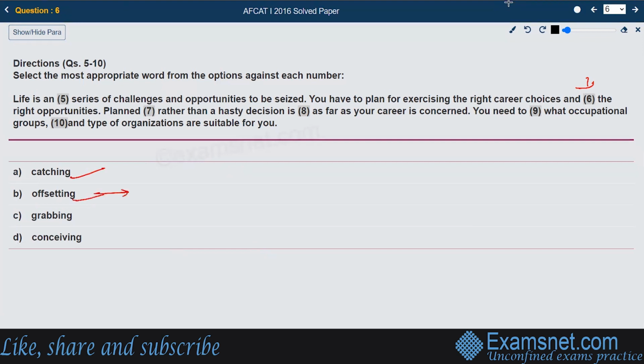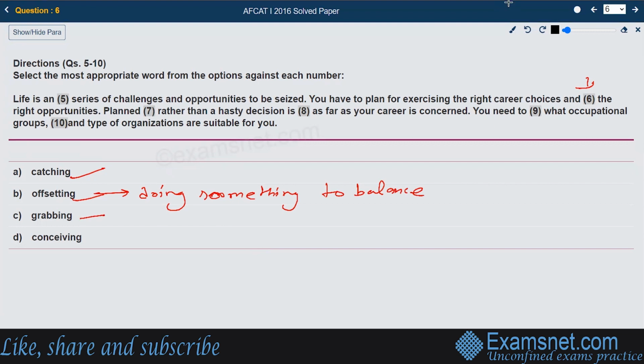Offsetting. See, the word offsetting means doing something to balance. But this cannot fit in here. The career choices are not done for something to balance. Third word is grabbing. Grabbing means to hold something.